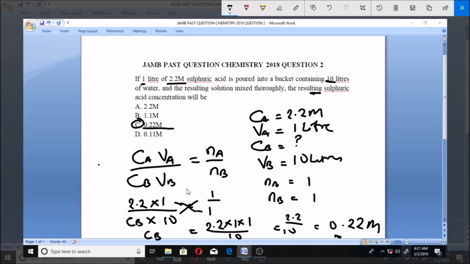The most important thing that you need to go away with in this solution is that once you have something that involves sulfuric acid being poured into water, and you are checking the concentration, you need to use this formula. This is the general formula for the calculation. So all this will be given to you.